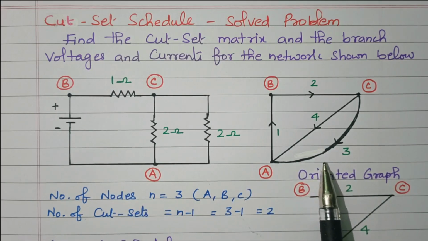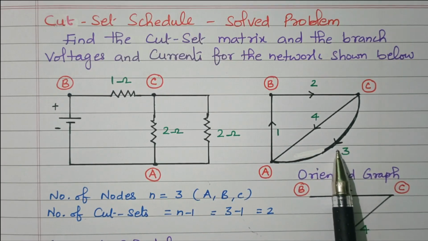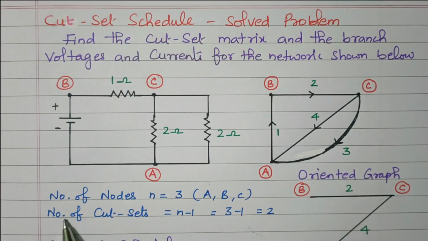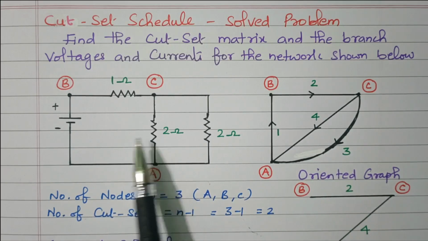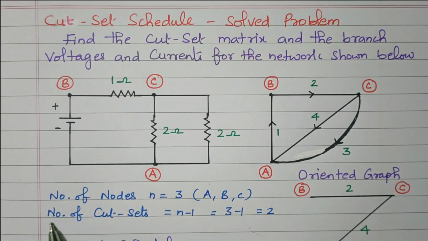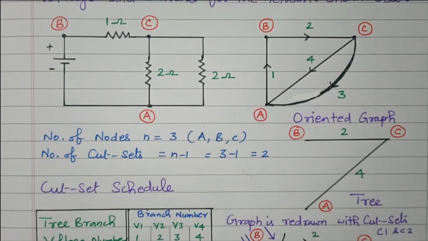Oriented graph means network elements are replaced by lines and the direction is available. So from this, the number of nodes n equals 3: A, B, C. So the number of cut sets is n minus 1, 3 minus 1, which is 2. So for this given network there will be 2 cut sets. Now we'll see how to draw the cut set.